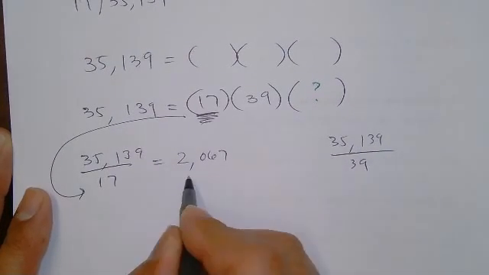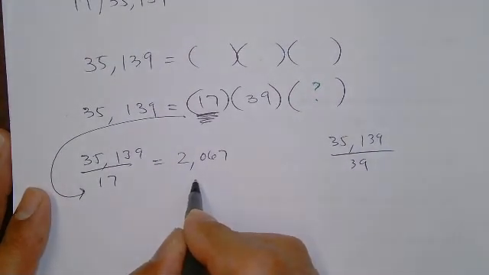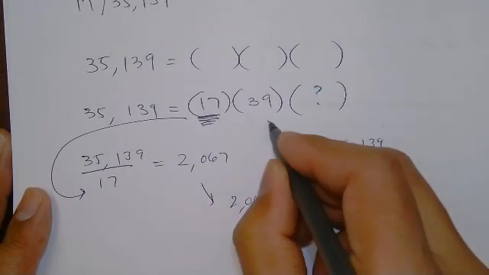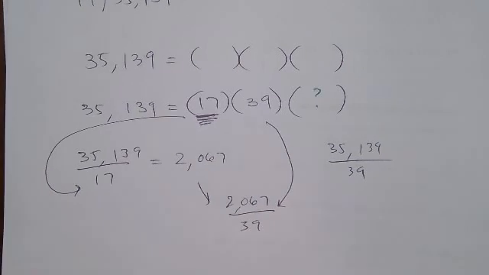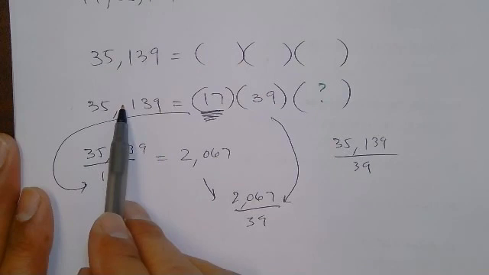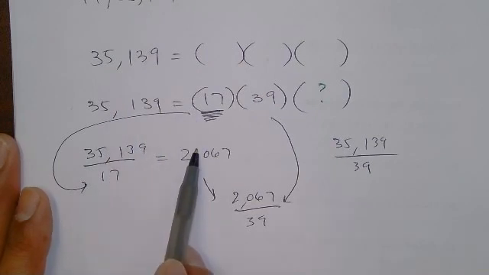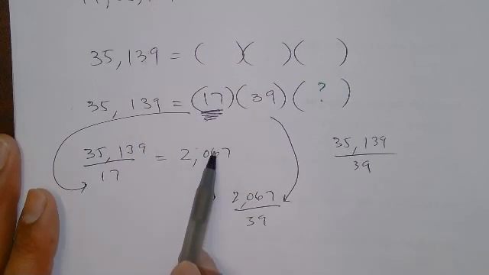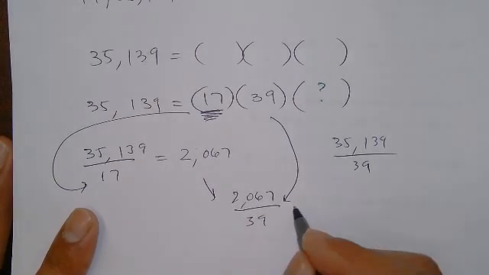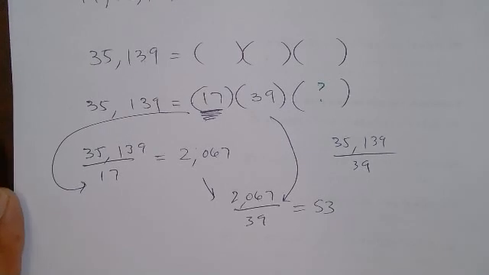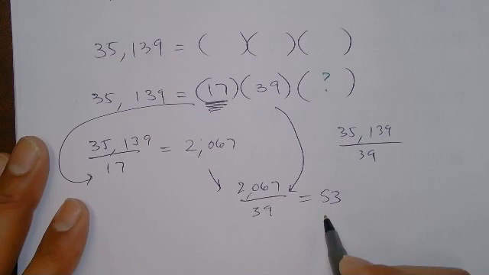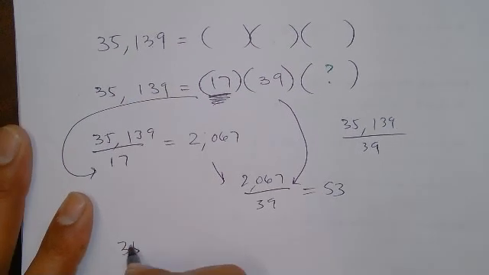So what you're going to do is divide by the first one, and we got this 2,067, and then divide this 2,067 by the other factor. Don't divide the second factor into this big one already. We just divided this big number by 17, broke it down. And now since this one is also a factor, divide this by the next one, 39. Does that make sense? And you're going to get 53. That's your last factor.